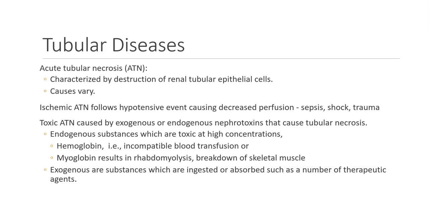One of the downsides of an incompatible transfusion is the hemolysis of the blood, the release of massive quantities of hemoglobin, which are toxic to the kidneys and cause their shutdown. Myoglobin results in rhabdomyolysis, and this is a breakdown of the skeletal muscle. So those are endogenous substances. Exogenous substances are those which are ingested or absorbed and are usually due to a number of therapeutic agents.